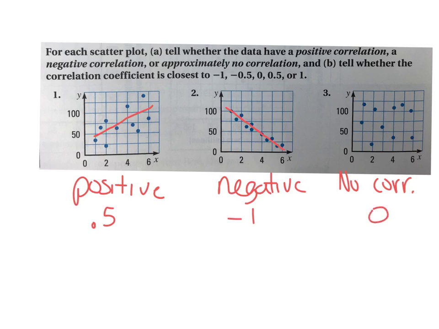So one more time, if R is close to 1, that means the line fits really, really well going positive. -1 fits really, really well going negative. The closer you get to 0, the worse. The line doesn't even fit it.